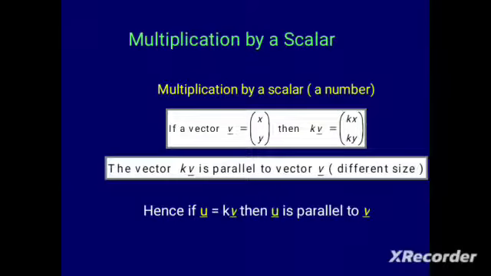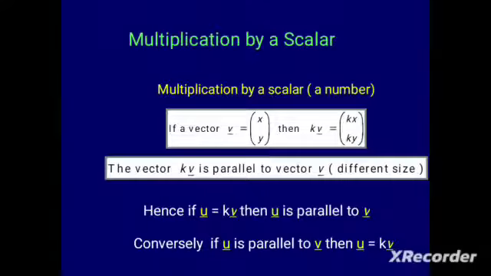Hence, if vector u is equal to kv, then this means that vector u is parallel to vector v, for the same reason that we have just talked about. Now, conversely, if vector u is parallel to vector v, then it also means that vector u is equal to k times vector v, that is kv.